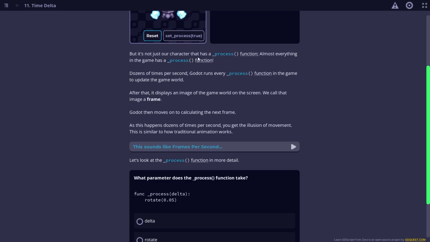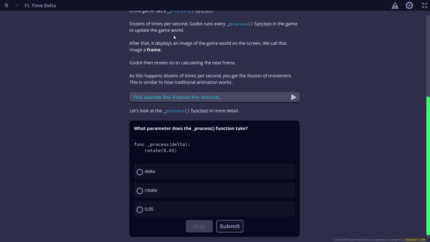But it's not just our character that needs a process function. Almost everything in the game has a process function. Dozens of times per second, Godot runs every process function in the game to update the game world. After that, it displays an image of the game world on the screen, and we call that image a frame. Godot then moves on to calculating the next frame. And this happens dozens of times per second.